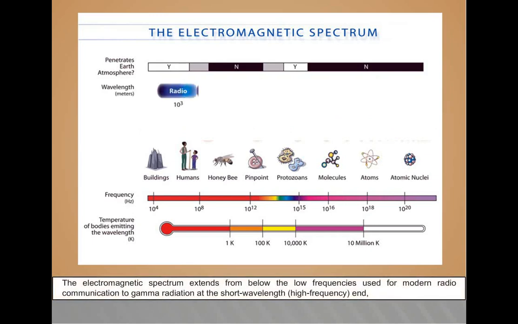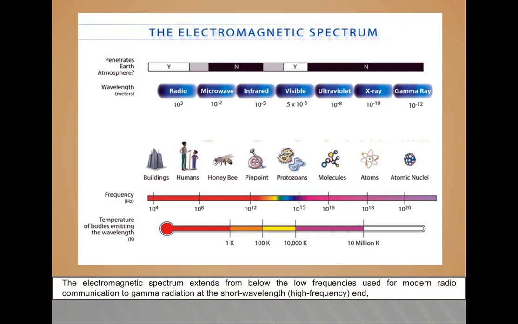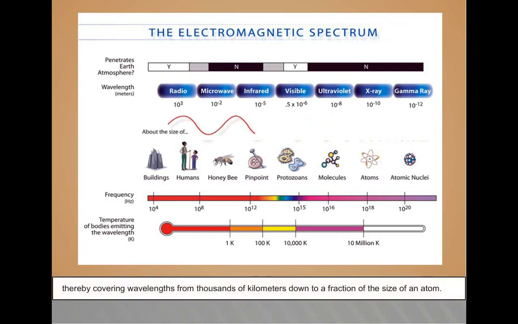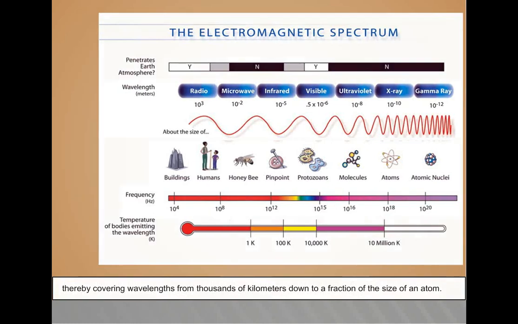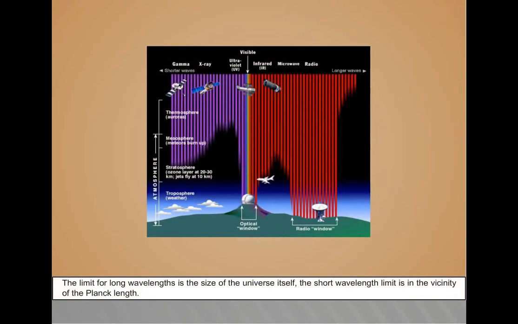The electromagnetic spectrum extends from below the low frequencies used for modern radio communication to gamma radiation at the short wavelength, high frequency end, thereby covering wavelengths from thousands of kilometers down to a fraction of the size of an atom. The limit for long wavelengths is the size of the universe itself. The short wavelength limit is in the vicinity of the Planck length.